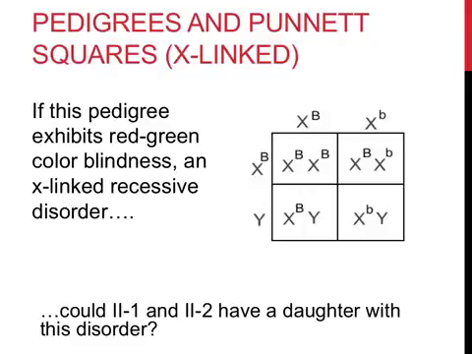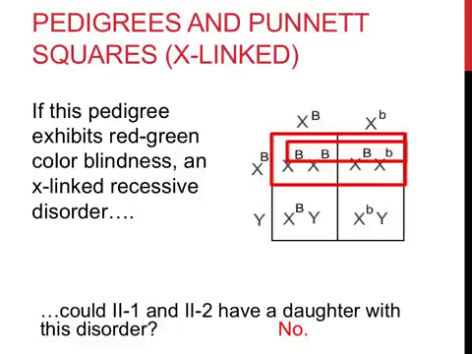I took the liberty to fill out this Punnett square. The top two Punnett squares, highlighted here, would be females. They possess 2 X chromosomes apiece. In order for a female to have an X-linked recessive trait, you would have to have 2 recessive alleles. Both females have at least one capital letter, one dominant allele. To answer this question then, no. Roman numeral 2-1 and Roman numeral 2-2 could not have a daughter with this color blindness.